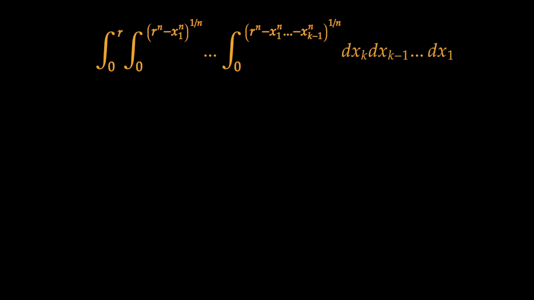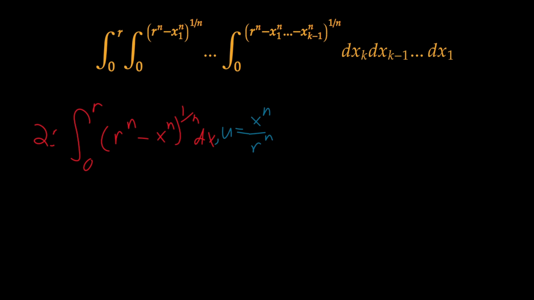The first thing we're going to do is justify the approach we're going to take by looking at the 2- and 3-dimensional counterparts, right? So, for 2 dimensions, we know that the integral is just this. We have the integral from 0 to r of (r^n minus x^n) to the 1 over n dx. And the way we would solve this is to let u equal x^n over r^n. And from that, we can use one of the beta function integrals, convert it to the gamma function, and then we're done.